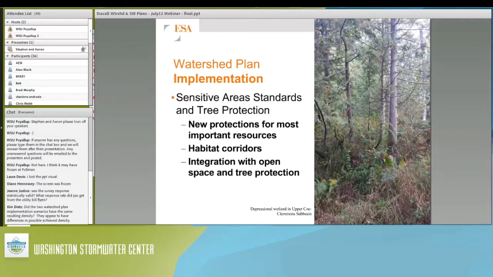So all of these efforts are occurring separately, and it is more of an approach that results in maximizing the buffer width that is maintained around important resources, while maybe allowing for a little bit more impact and additional development opportunity within those subbasins that are prioritized for additional urban development.